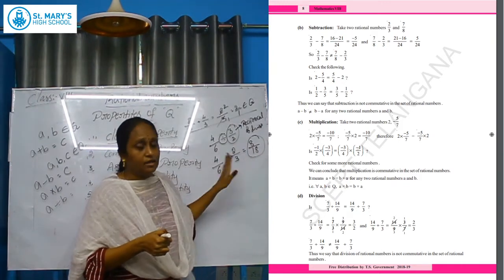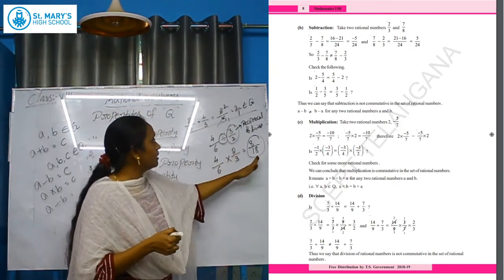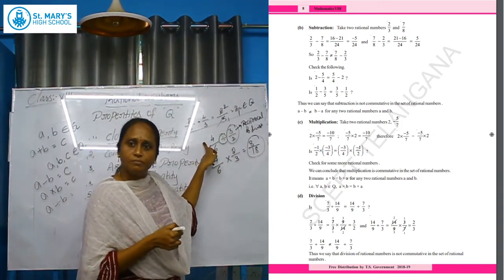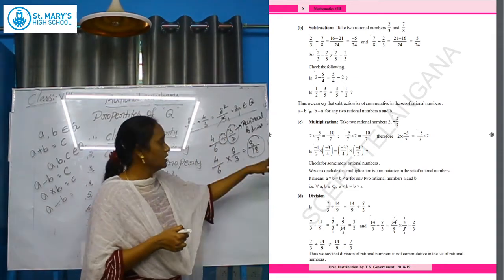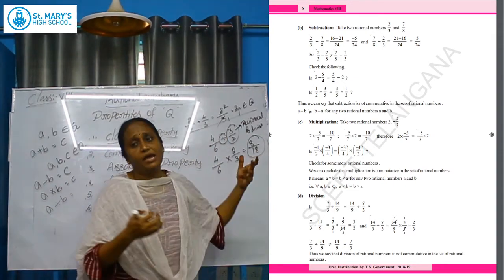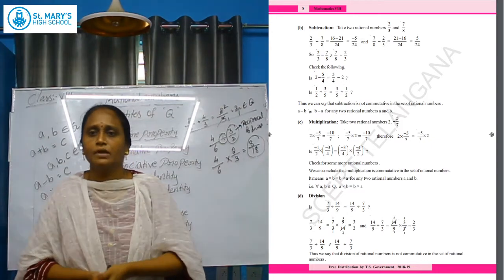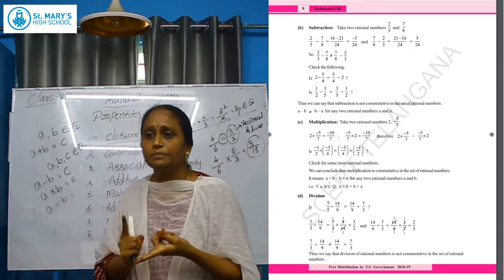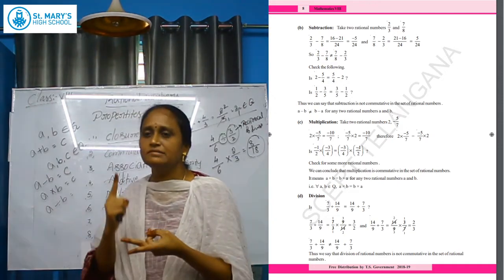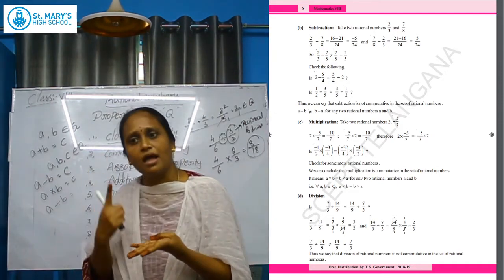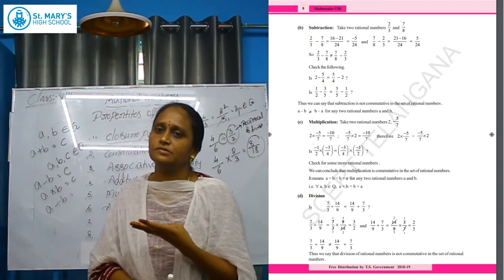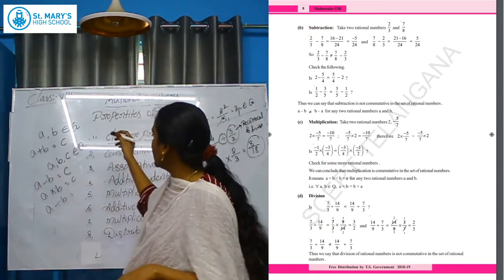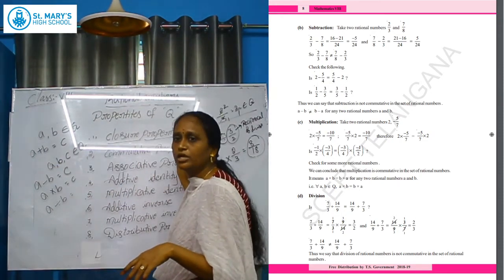It is not a product, it is the answer for the division. So 8 by 18 is also a rational number. So that means the closure property holds under addition, subtraction, multiplication and division also. Understood now? Next we will go to the commutative property.